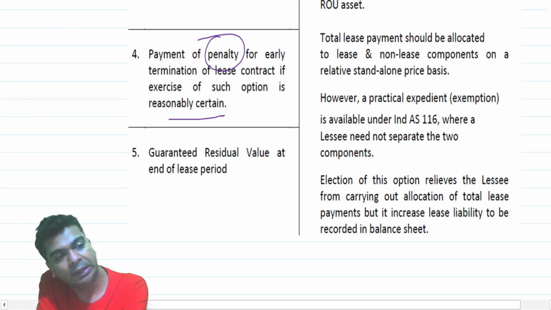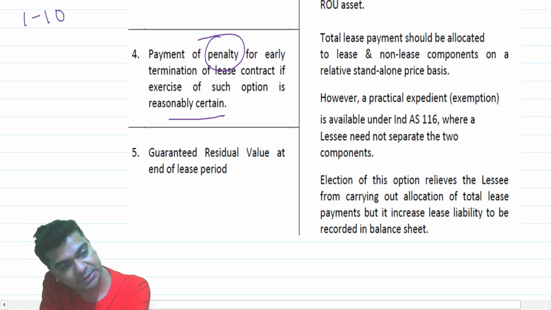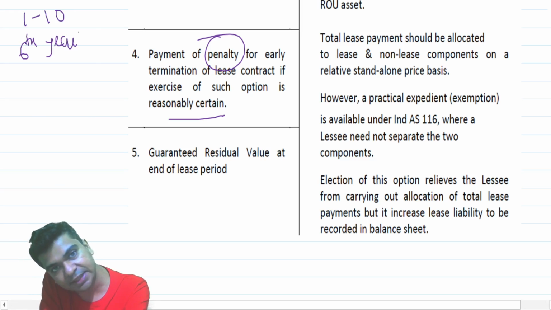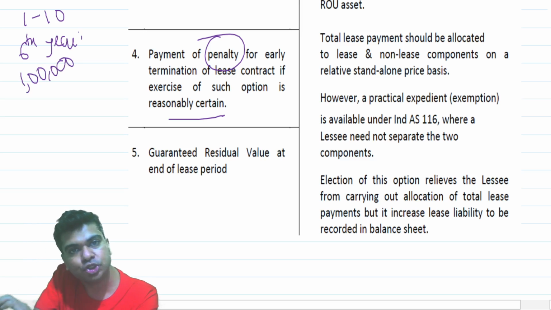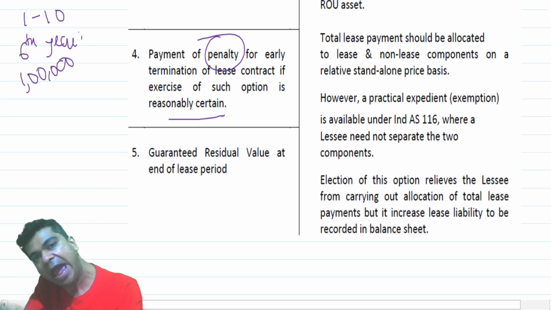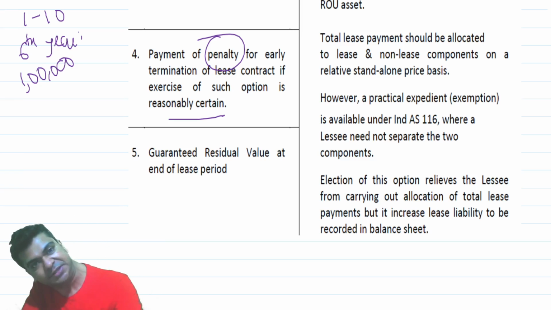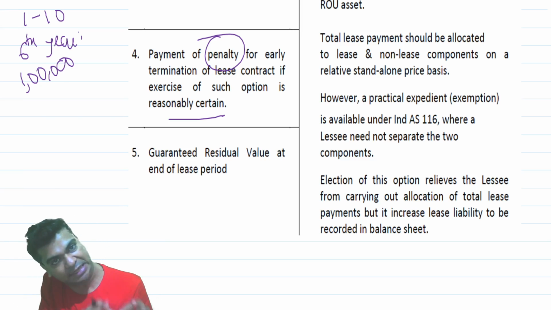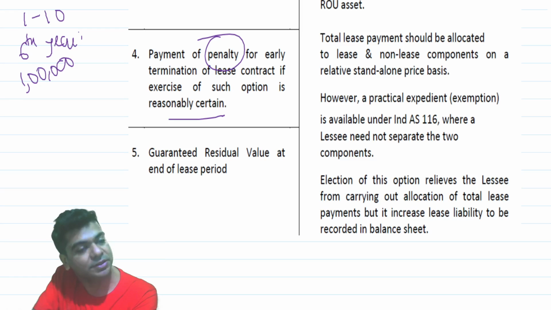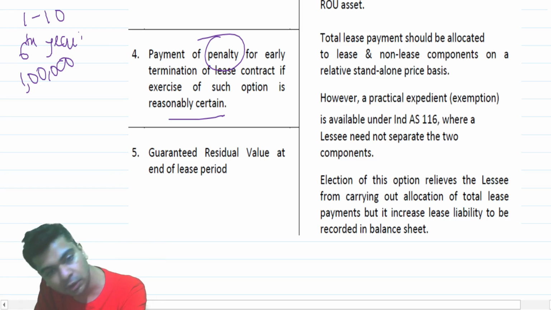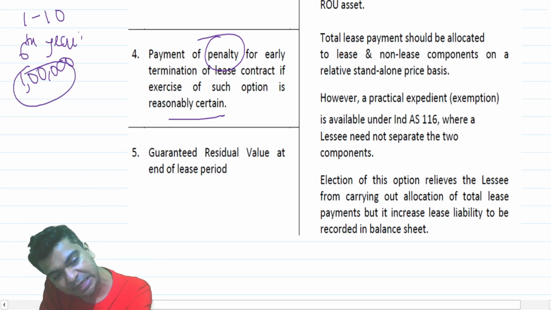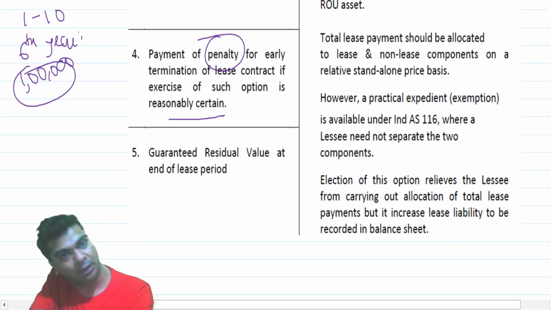So the lease agreement is for 10 years. At the end of 6th year, you can pay 1 lakh rupees and go for a premature termination of the contract. So at the lease commencement date, as a lessee, you are reasonably certain that yes, I will not continue this lease agreement for 10 years. I'm interested only in 6 years. So at the end of the 6th year, I'll pay 1 lakh rupees and go for early termination. So you are reasonably certain that you will pay this lakh of rupees, included in the lease payments.